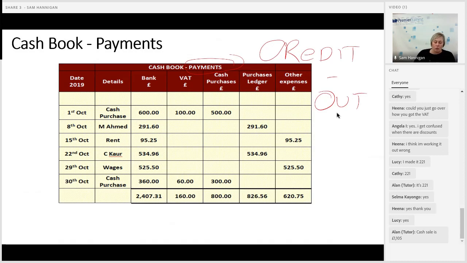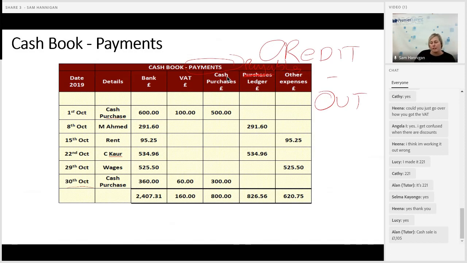Okay, so what we've done is everything's entered in date order. You've got your details, same as last time. Remember, your cash purchases have got to be analysed. So we've got the total and then we're calculating the VAT and the purchases. We've got the purchase ledger or payables ledger, as we now call it. And then you've got other expenses such as wages, rent, okay.